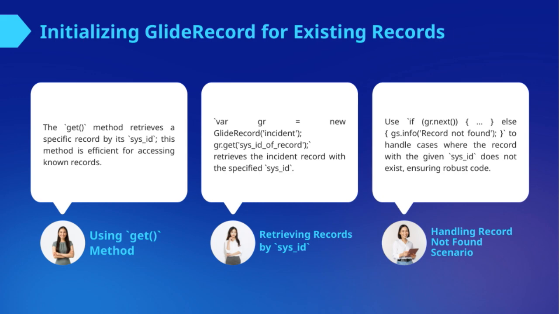So, combining these points, always remember to check if the record exists with if (gr.next()) when you're not certain about its presence, and use get when you know the sysID. This approach makes your code more robust and reliable.